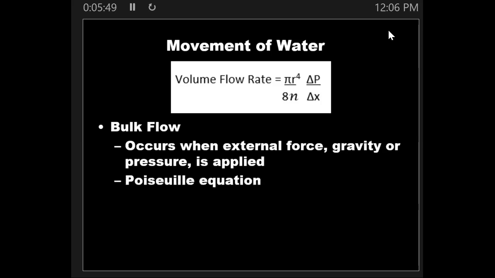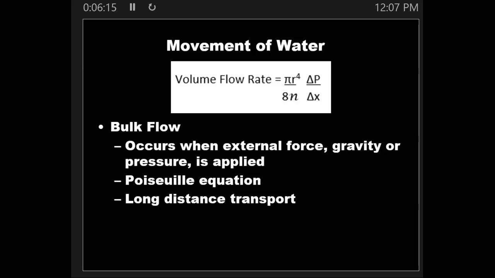This technically is the Poiseuille equation. I believe that's the right way to pronounce it. He was a French scientist, Poiseuille. He came up with this to describe how quickly substances move when there's some kind of gravity or pressure force being applied. And it does nicely work for long distance transport. It helped to explain how water can move.